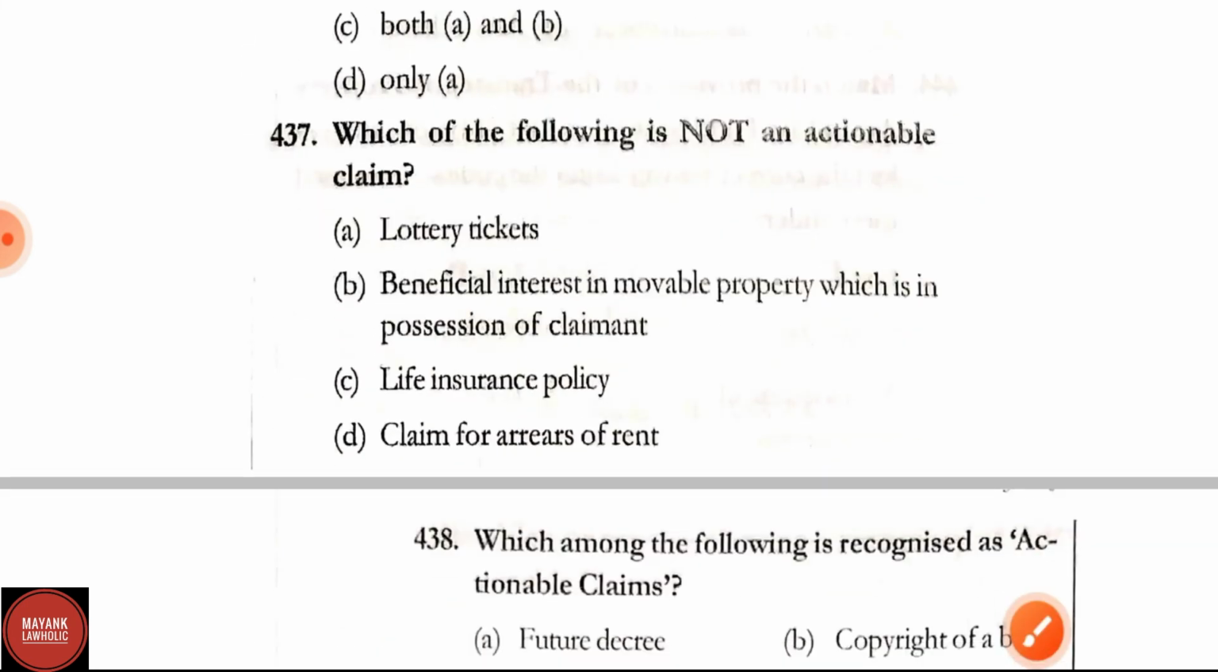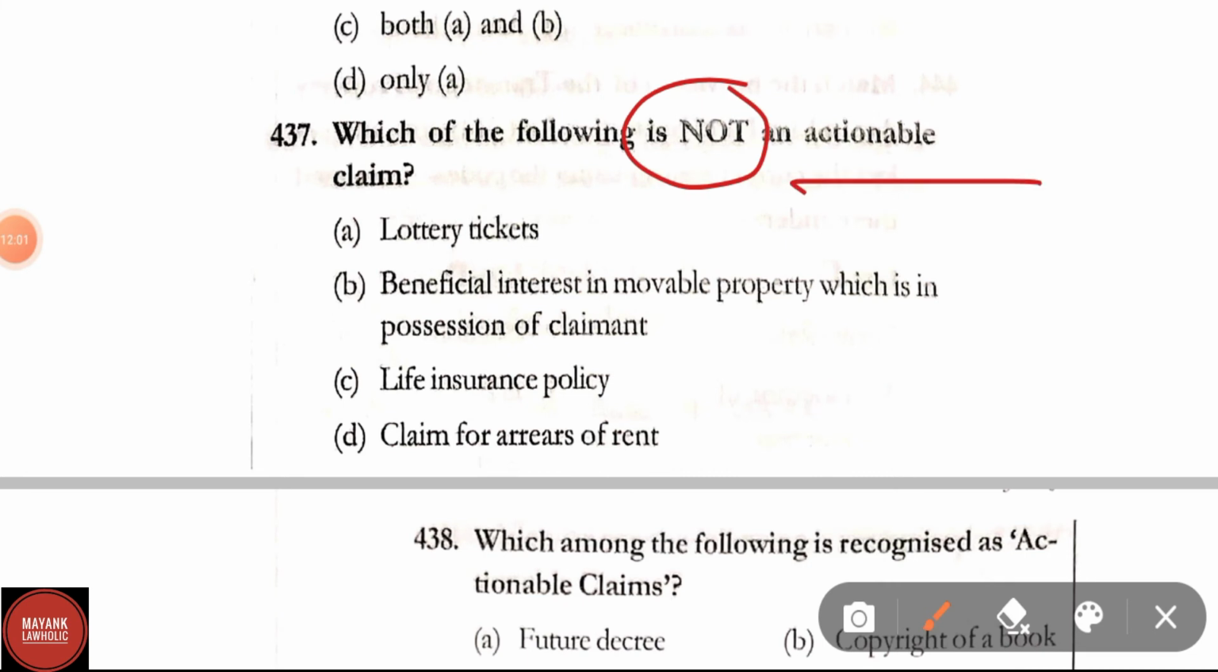Question number 437. Which from the following is not an actionable claim? Options are lottery tickets, option B, beneficial interest in movable property which is in the possession of a claimant, life insurance policy, claim for arrears of rent. Here question number 437, correct answer is option B, beneficial interest in movable property which is in the possession of a claimant is not an actionable claim.